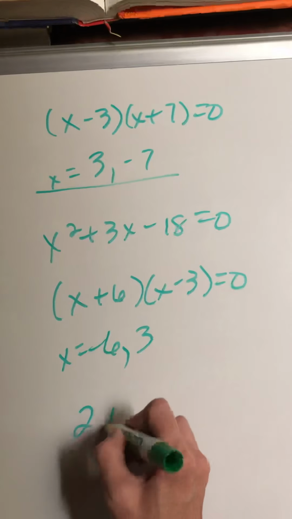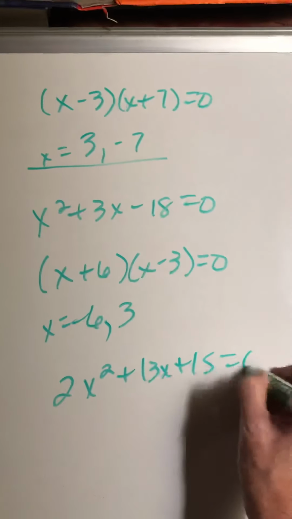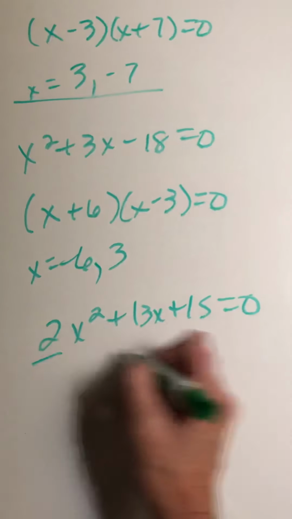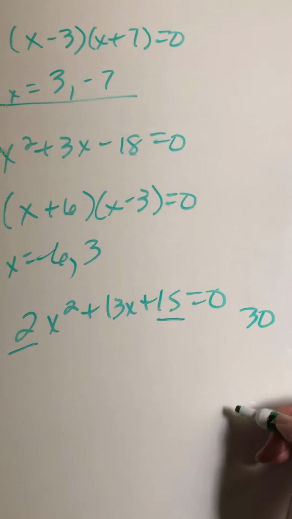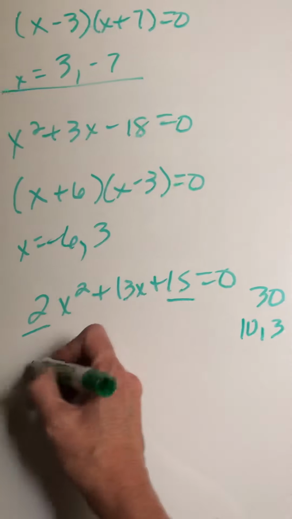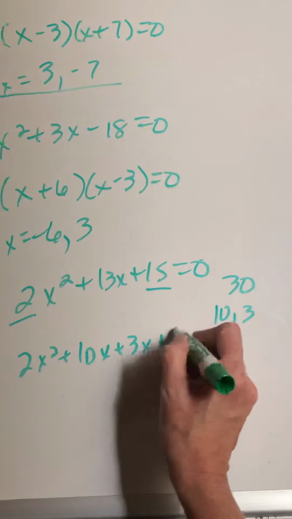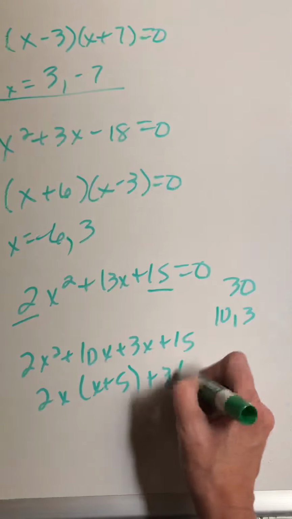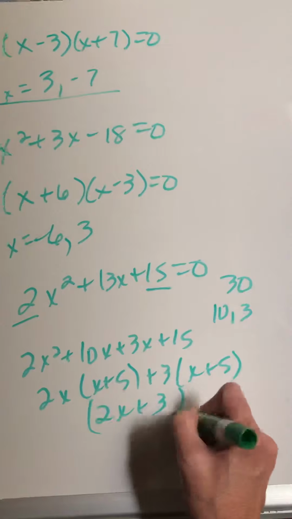Okay? Then you could have something like 2x squared plus 13x plus 15 equals 0. So this is that advanced factoring that we've done a lot. You do the 2 times the 15, and you get positive 30. And then you want the factors of 30 that give you 13, which would be 10 and 3. So then 2x squared plus 10x plus 3x plus 15. Take a 2x out, you get x plus 5. Take a 3 out, you get x plus 5. So that would be 2x plus 3, x plus 5.